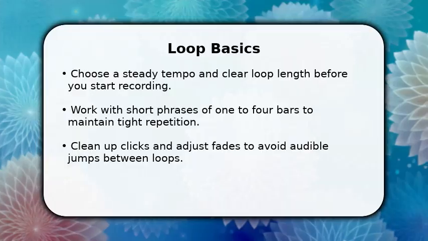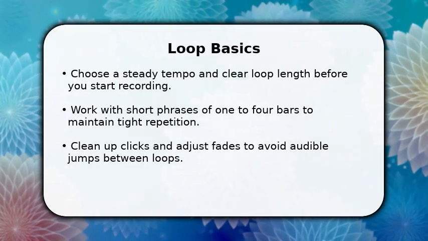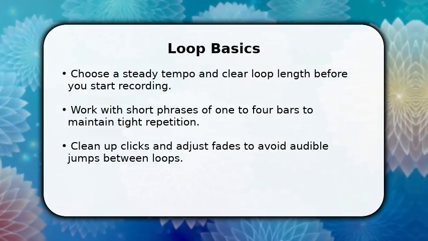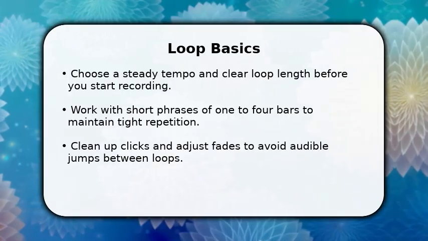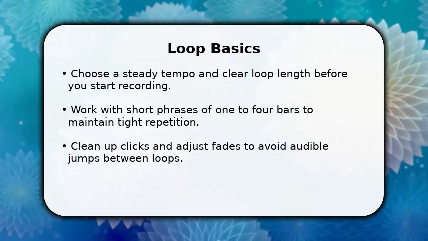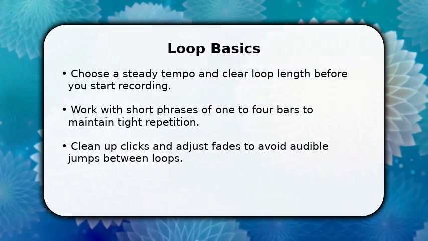Enjoy the video. In this video, I will explain how to make hard loops, a full guide. Start by picking a steady tempo and a clear loop length, then record short phrases and trim precisely. Use subtle fades and crossfades to eliminate clicks, and edit transient spikes to keep energy consistent.